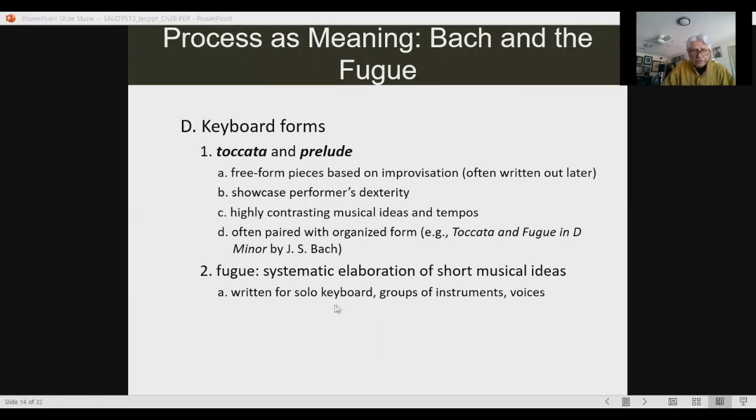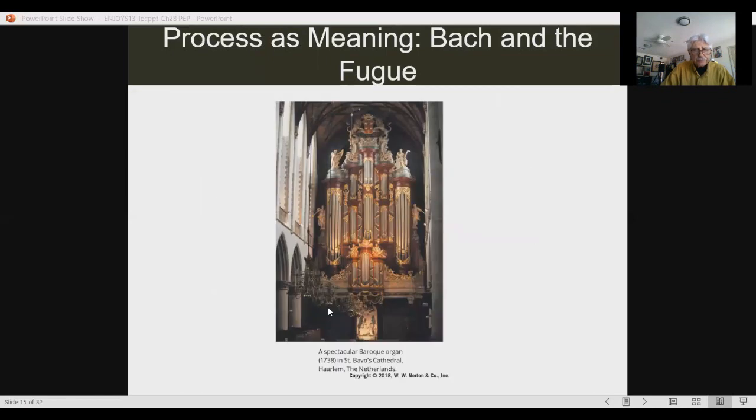And a fugue is much more structured. Here is a giant organ, right? A spectacular Baroque organ from 1738 in St. Bavo's Cathedral in the Netherlands. Wow, what a mammoth instrument.